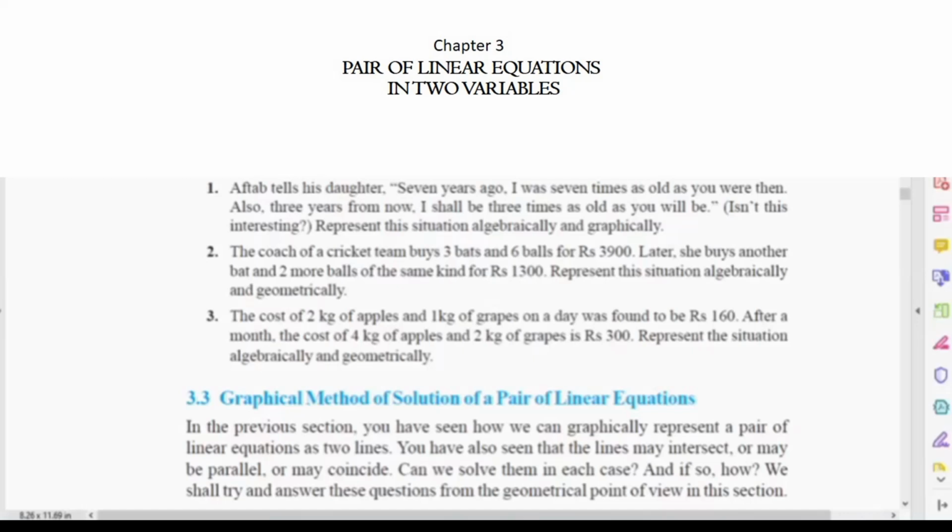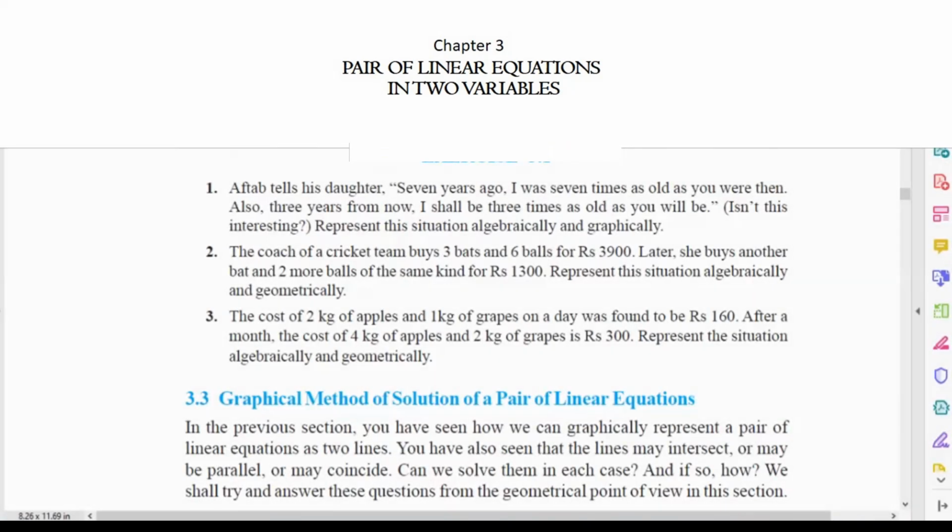Okay, the first one, can you tell now the equations? First one: 7 years ago, I was 7 times as old as you were then. Also, 3 years from now, I shall be 3 times as old as you will be. So Arafath tells his daughter these statements. So how can we write these as two equations? Suppose Arafath's age is y and daughter's age is x. How can you write these two as equations?